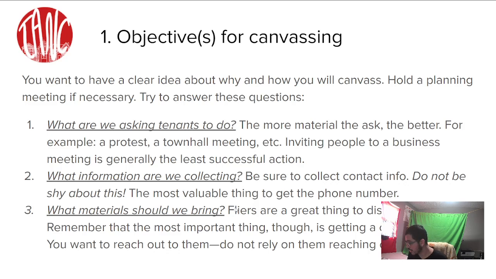So objectives for canvassing. You want to have a clear idea about why and how you will canvass. Hold a planning meeting if necessary. Try to answer these questions. 1. What are we asking tenants to do? The more material to ask, the better. For example, a protest, a town hall meeting, etc. Inviting people to a business meeting is generally the least successful action.